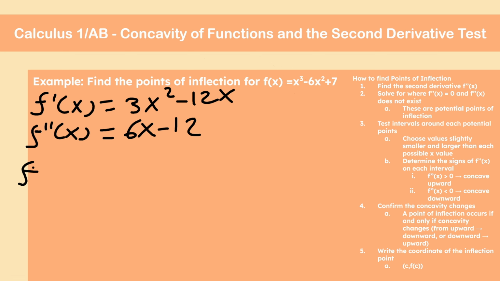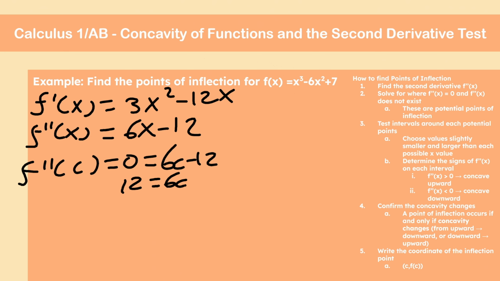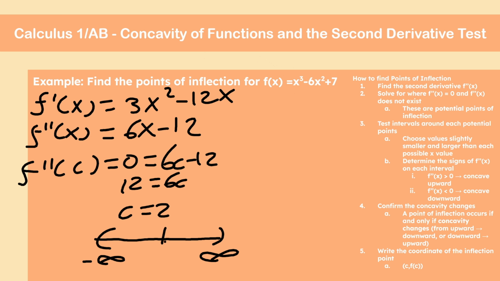And now we're going to find when the second derivative is equal to 0. So 6x minus 12 is equal to 0. I'm going to add 12 to both sides. And now we have that x is equal to 2. So now we're going to test the interval around it. Since the second derivative is a polynomial, it goes on from negative to positive infinity. So now we're going to test out the value of 2.